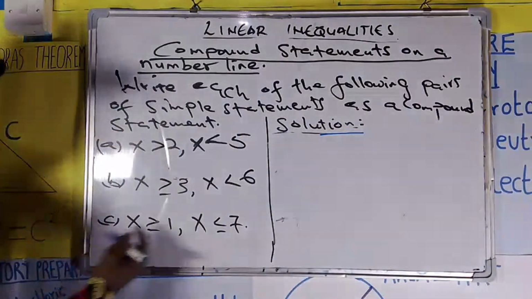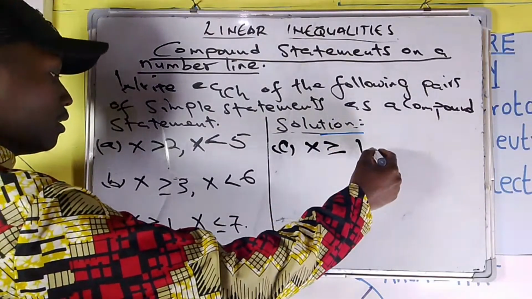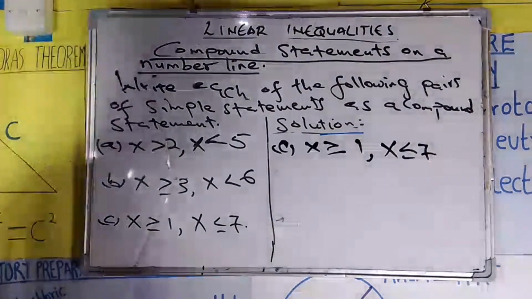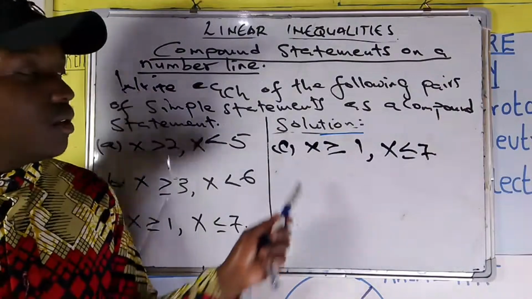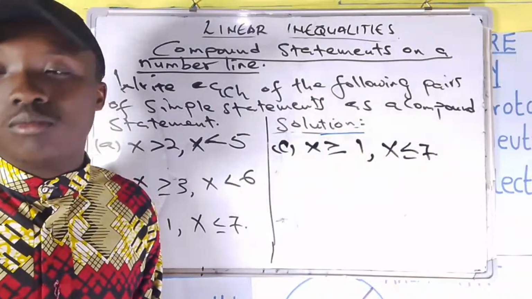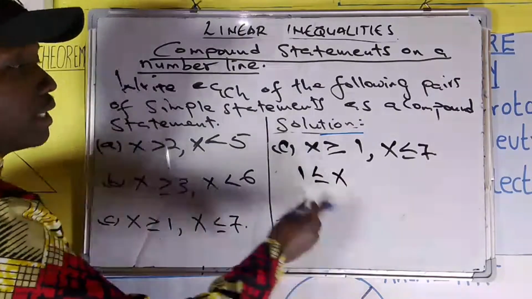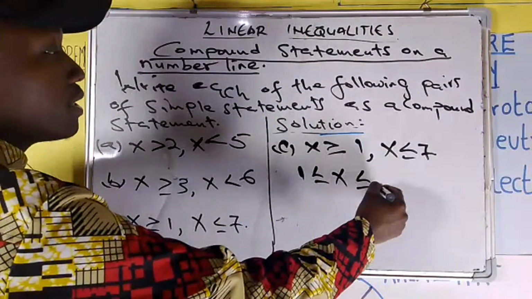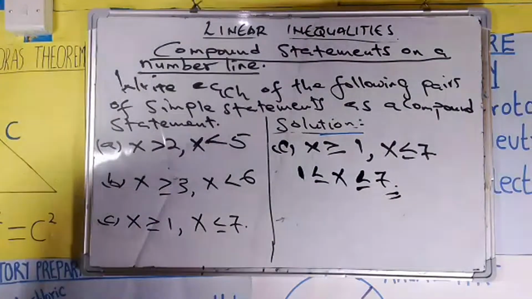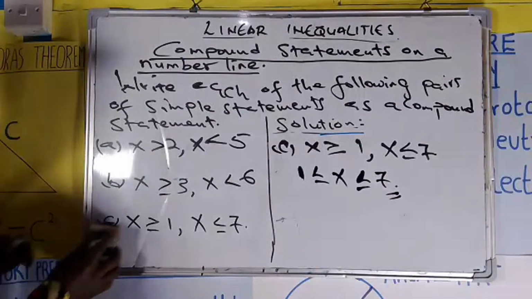Tufanye hii ya tatu. Tufanye C. x is greater than or equal to 1. Na x is less than or equal to 7. Tufanye hiyo ya tatu. Ipangeni, msichore laini, kupanga tu. Kufinya simu less than or equal to inaweza kuwa ngumu sana, naelewa. So tuende tu. Hii ni the same na kusema 1 is less than or equal to x. Nayo x is less than or equal to 7. Tumemaliza. Tuende kwa the next thing.